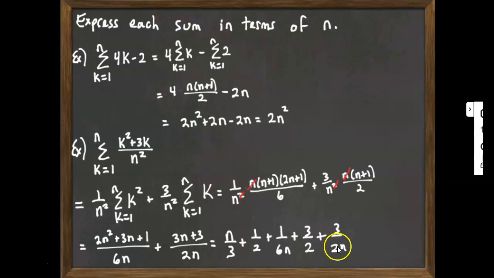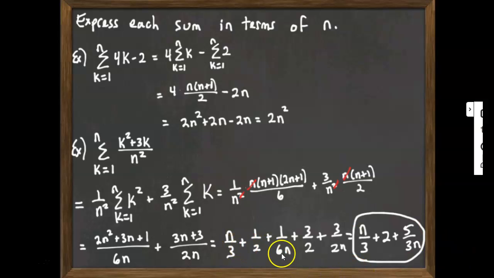So here I would need to get a common denominator for the 6n and the 2n. So I could multiply the last fraction here by 3 in both the top and bottom. That'll give me 9 over 6n plus 1 over 6n. 9 plus 1 would be 10. So I would have 10 over 6n. But 10 over 6n will simplify to be 5 over 3n. So we have n over 3, and again the 1 over 6n and the 3 over 2n becomes 5 over 3n, and 1/2 and 3/2 becomes 2. Okay, and so now we've expressed that in a nice formula in terms of n that we could now evaluate for any value of n we wanted to deal with.